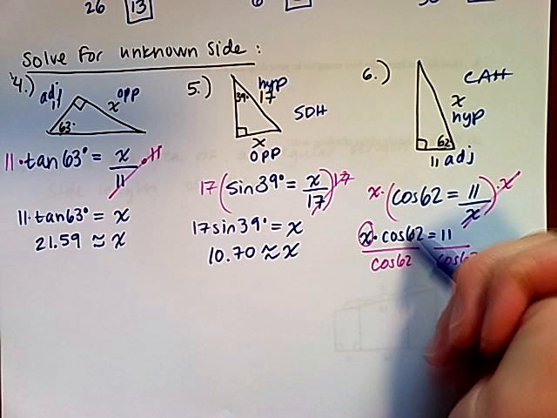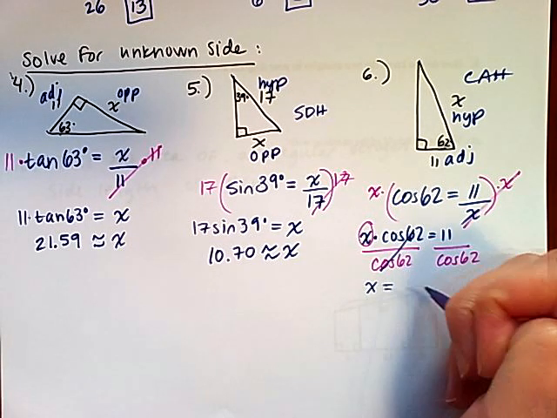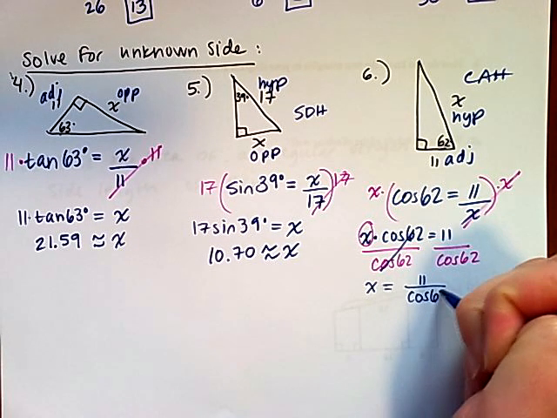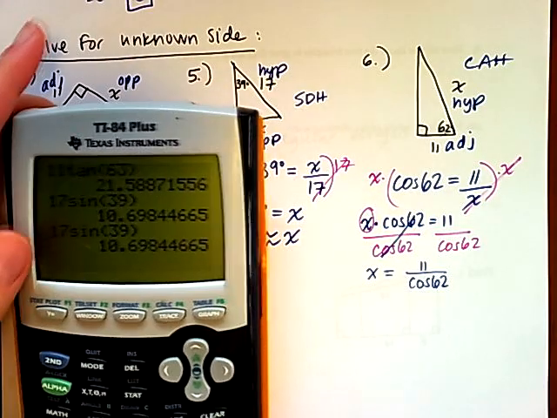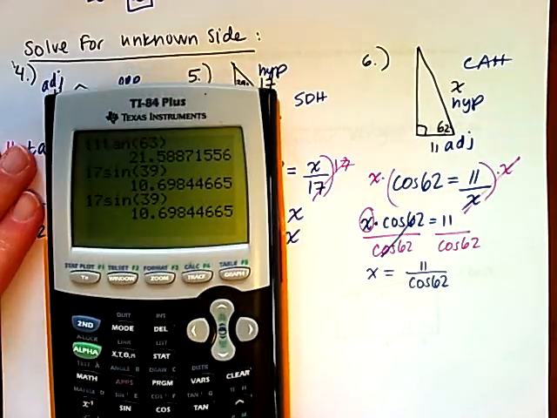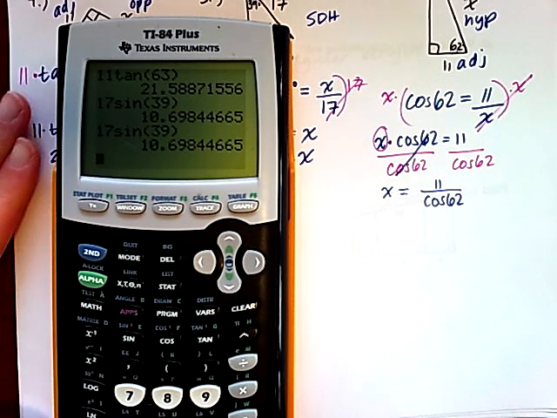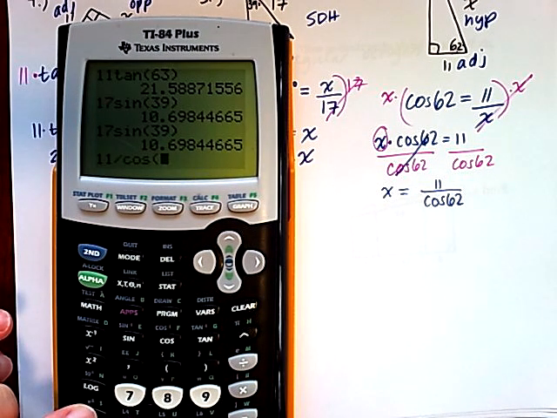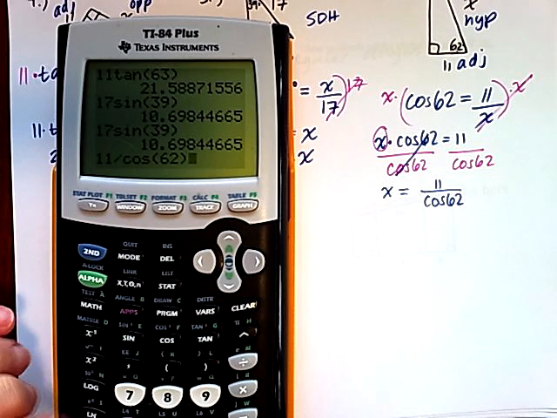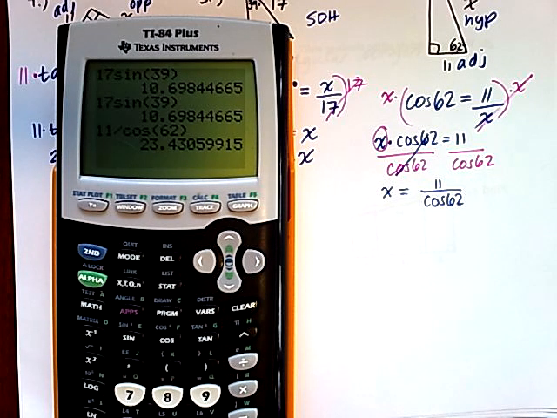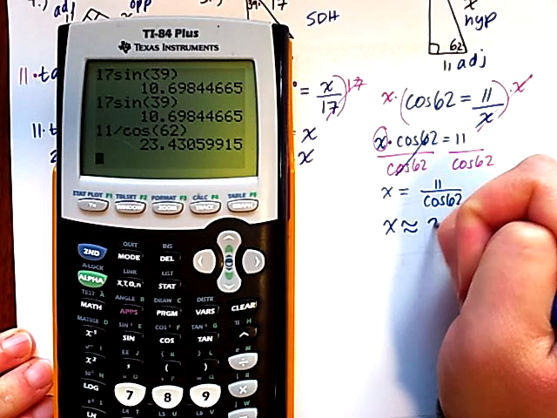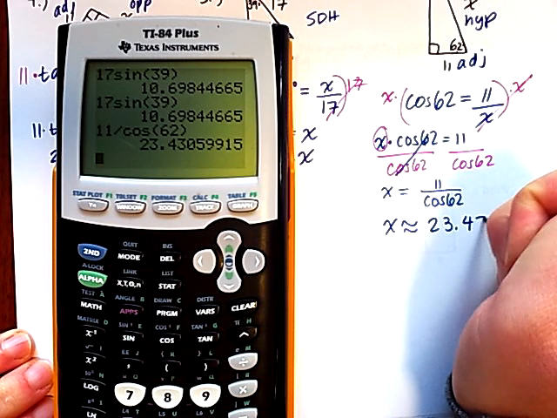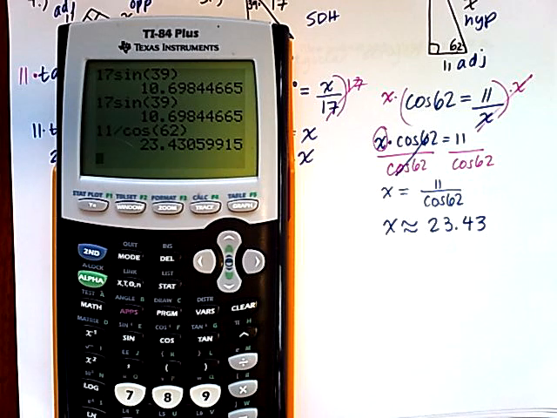That cancels it off on the left-hand side. So now I know x is equal to 11 divided by cosine of whatever 62 degrees is. This would be the point at which I get my calculator. And I can actually type that division right into my calculator. I could type in 11 divided by cosine of 62. And I get, for x, approximately 23.43.